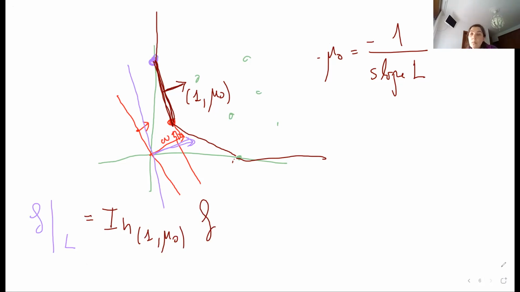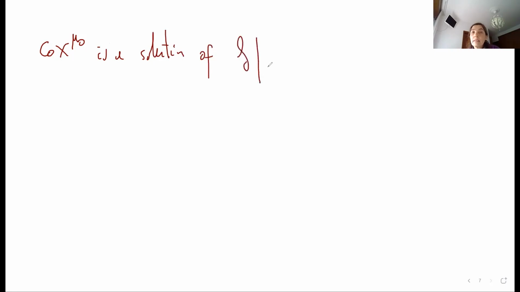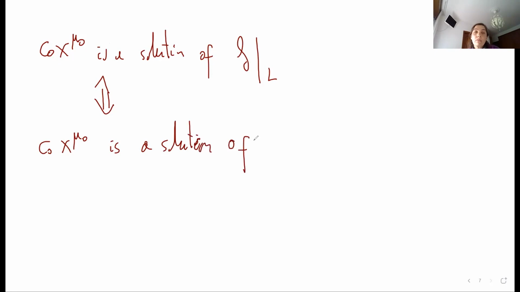Okay. So saying that c0 x to the mu0 is a solution of f restricted to L is equivalent to saying that c0 x to the mu0 is a solution of the (1, mu0) initial part of f.